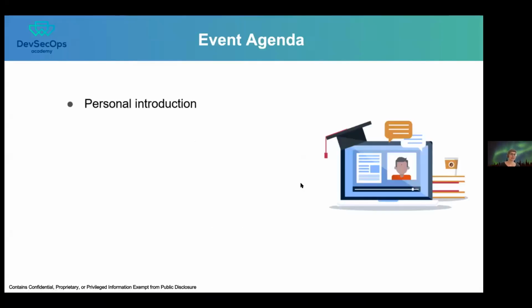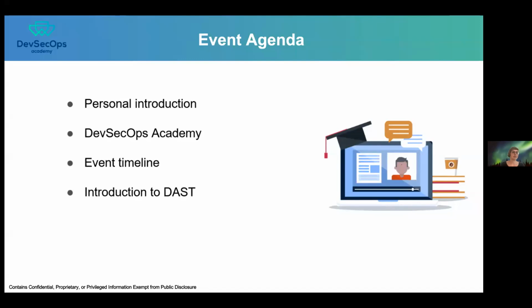Right. So the agenda for today's kickoff session will start off with a personal introduction from me and our guest speakers for today. And then we will be telling you a bit more about the DevSecOps Academy, this event's timeline, and then we will get to the main topic of today, dynamic application security testing. Then we'll have an introduction to the course and a quick wrap up. We'll also have some questions along the way. So please, if you think of any, you can always add them into the chat and we'll answer them then.